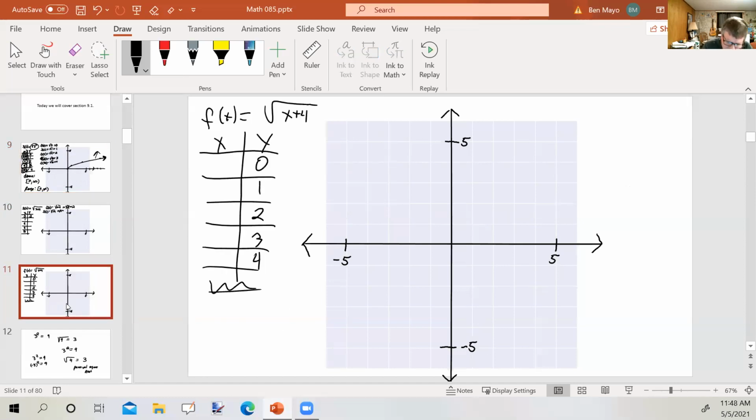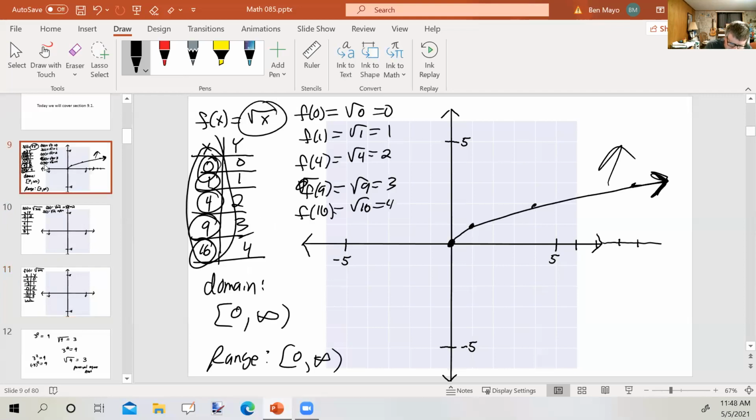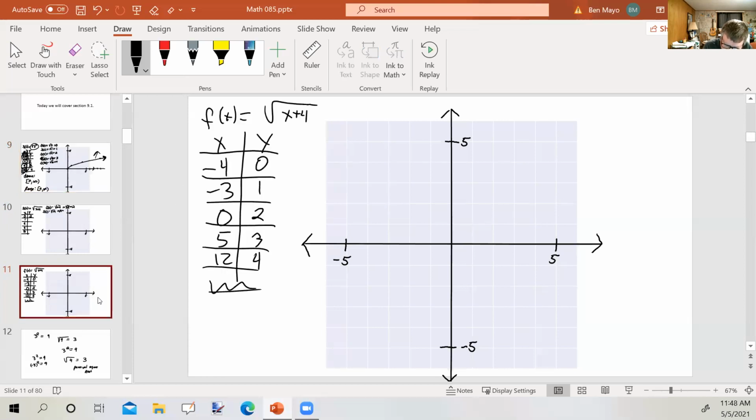Let's see. 0 minus 4 is negative 4. 1 minus 4 is negative 3. 4 minus 4 is 0. 9 minus 4 is 5. And 16 minus 4 is 12. So what did I do? I took these original x values and subtracted 4, because now what am I going to do when I put that in there? I'm going to add 4. So what's f of negative 4?